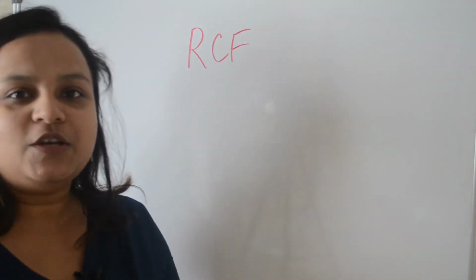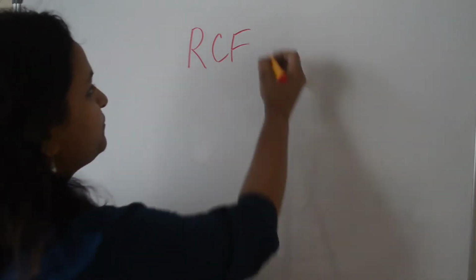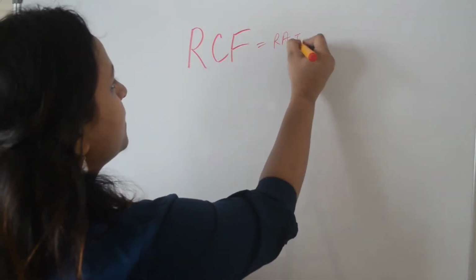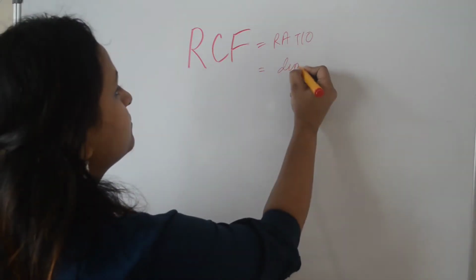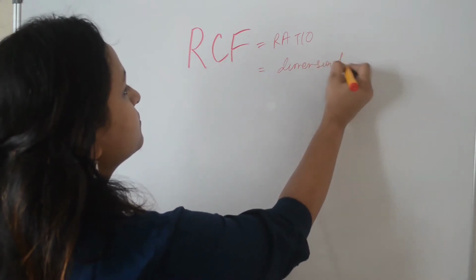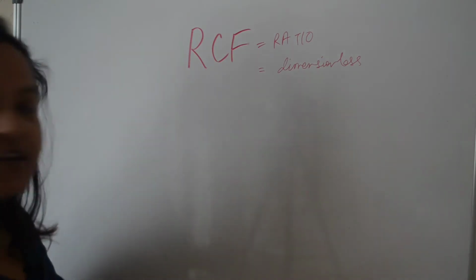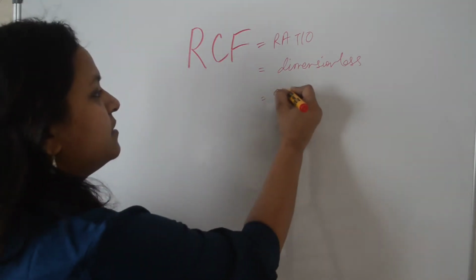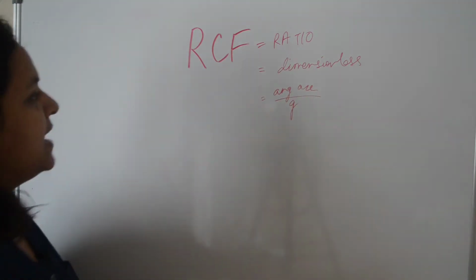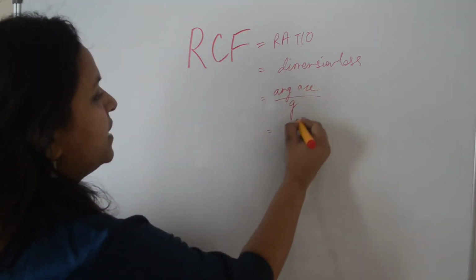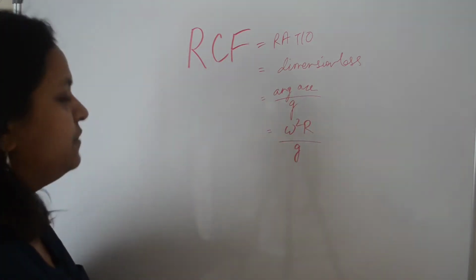So the first thing that you need to remember about RCF is that RCF is a ratio, and this makes it dimensionless. So what is RCF a ratio of? RCF is a ratio of the angular acceleration to the acceleration due to gravity. And angular acceleration is given by omega square r upon the acceleration due to gravity. We'll write g for that.